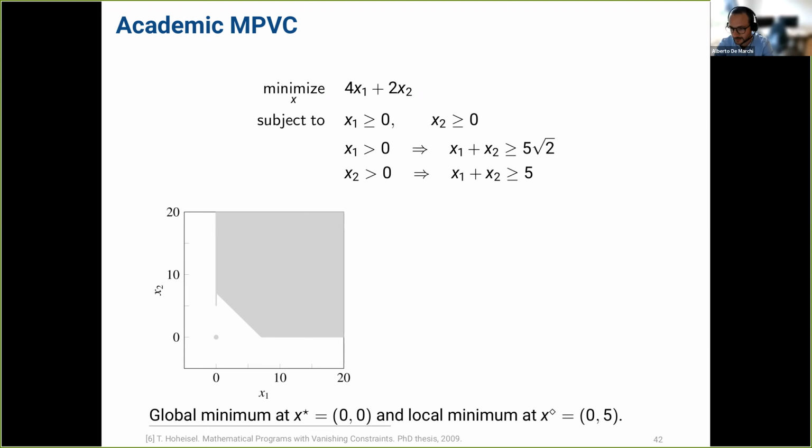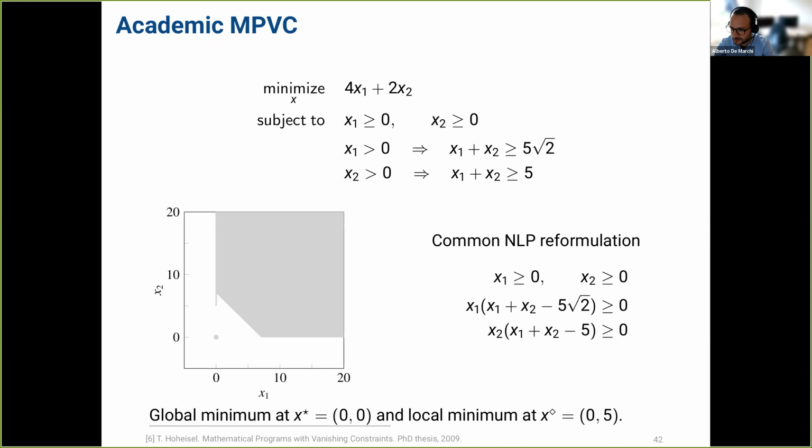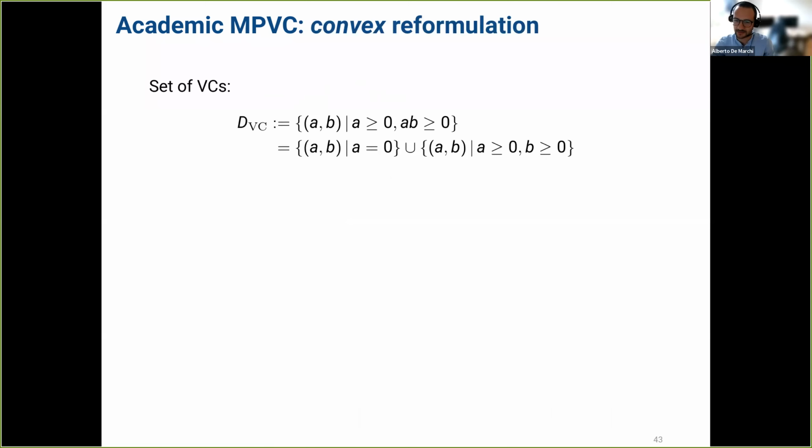Okay, and the common reformulation in nonlinear programming is just to multiply the constraints and the x1, and when x1 is equal to 0, then it will be automatically satisfied. The problem is this will not satisfy any standard constraint qualification. Okay, so we move to different formulations, and we want to exploit the structure here.